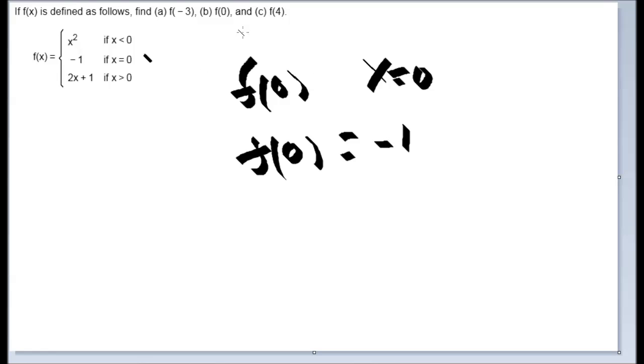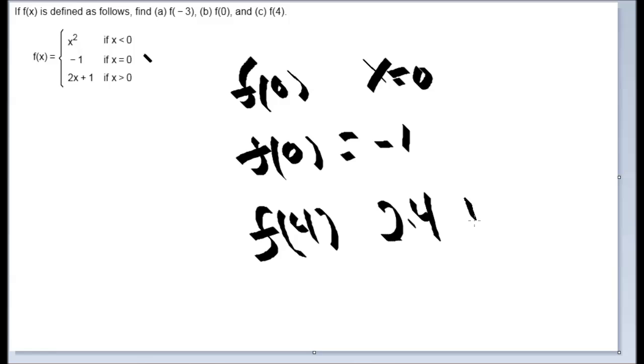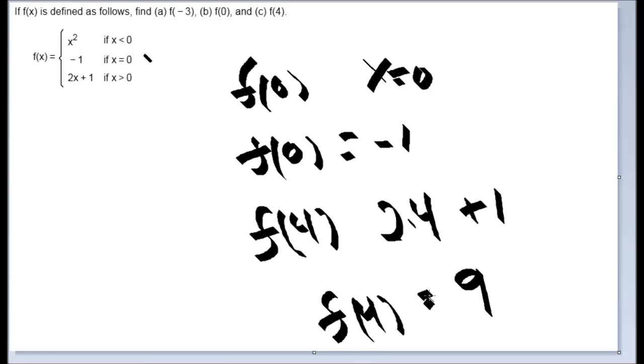And then f of positive 4 would fit this category. So f of positive 4 would be 2 times 4, plus 1, or 9. So f of 4 equals 9. Okay, and that's all you have to do.